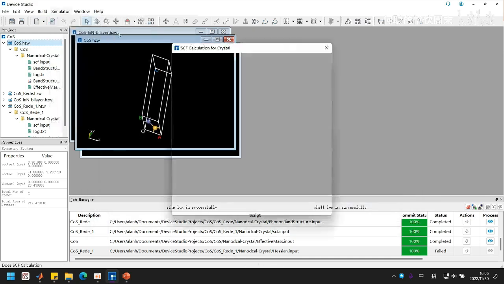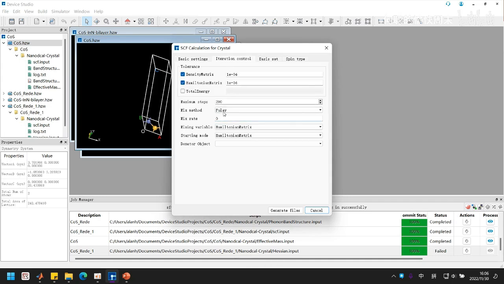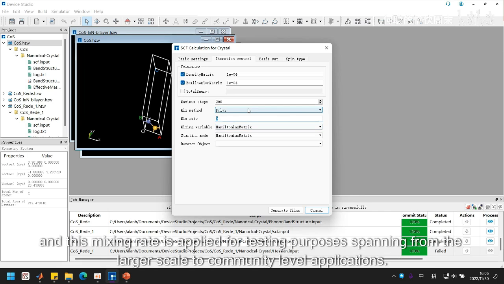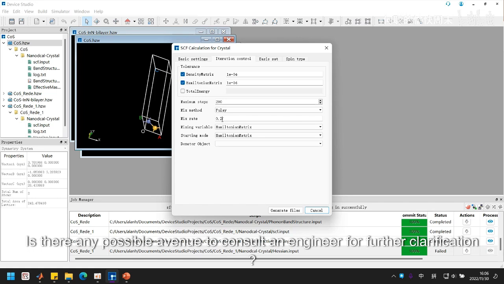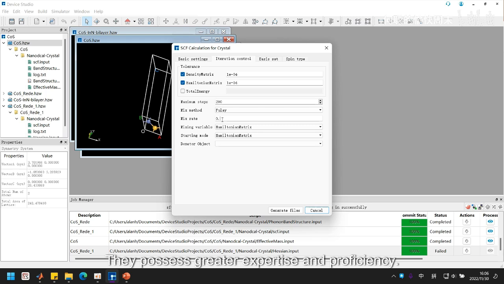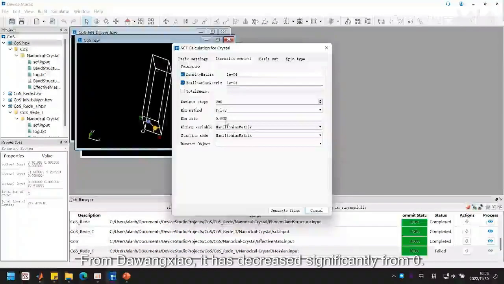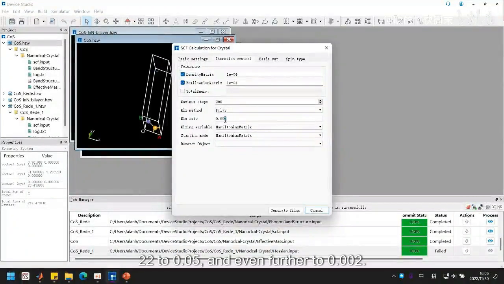We can go modify this. This particular parameter is designed for experimental purposes, and this mixing rate is applied for testing purposes spanning from the larger scale to community-level applications. What is the specific meaning of this? Is there any possible avenue to consult an engineer for further clarification? They possess greater expertise and proficiency. It has decreased significantly from 0.22 to 0.05, and even further to 0.002.